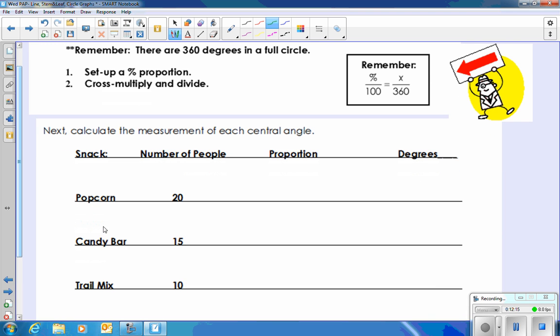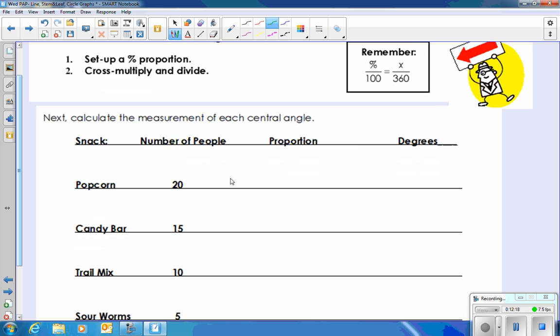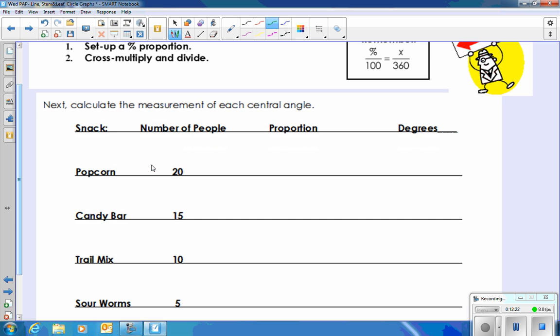Next thing we're going to do is find the degrees. Now, you can either use the percentage or you can use the people. It doesn't matter because it's all about part to whole. So if you've got 20 people out of 50, we want to know what degree that is out of 360. Or you could do that this was 40% out of 100, and that is what out of 360. Okay. Now, it might be easier to just cross multiply and divide on these.